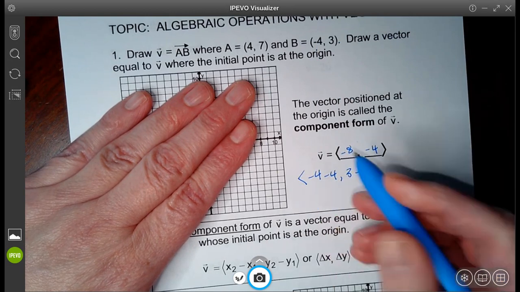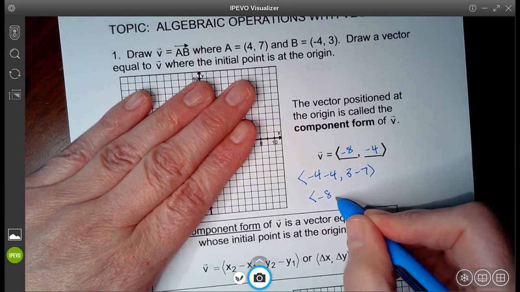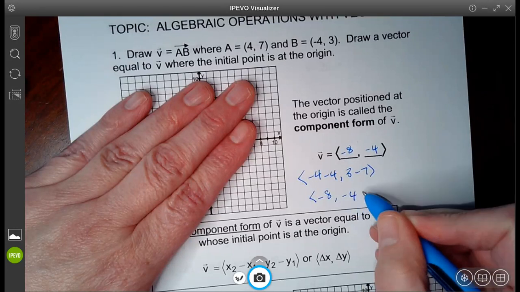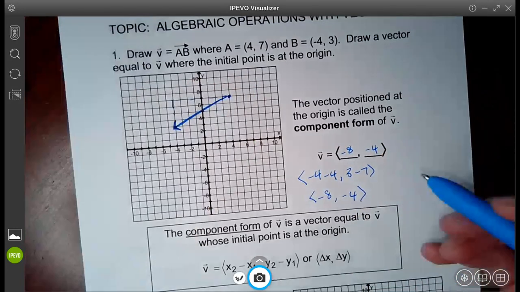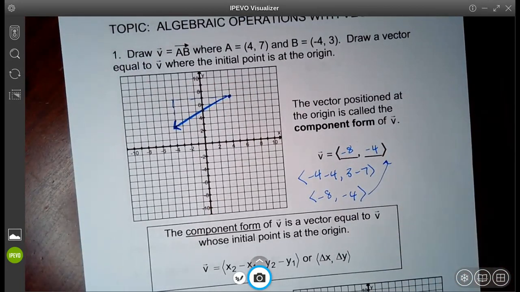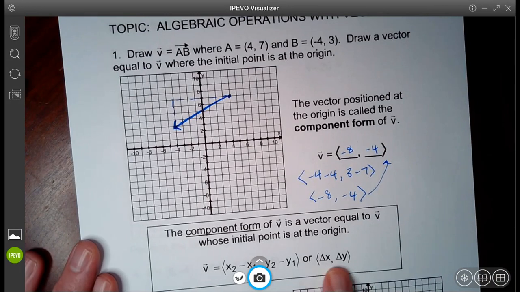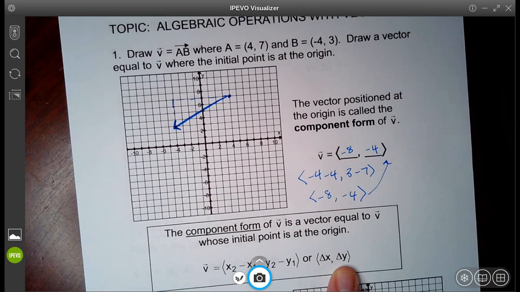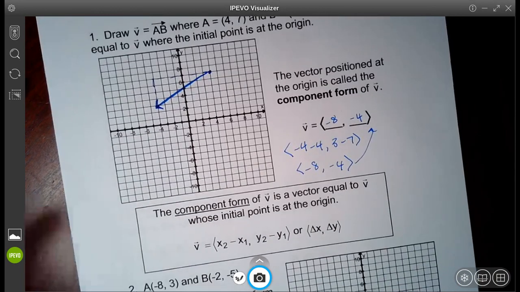So negative 4 minus 4 is a negative 8, and 3 minus 7 is a negative 4. And notice I get the same as if I looked at it on the graph. Okay, and we can think of that here as the change in x and the change in y. So kind of like the slope formula, but we're not dividing these numbers. We're just subtracting the x's, subtracting the y's.